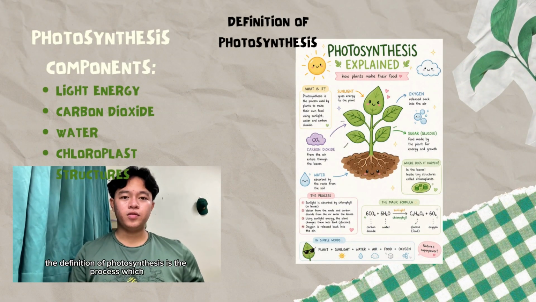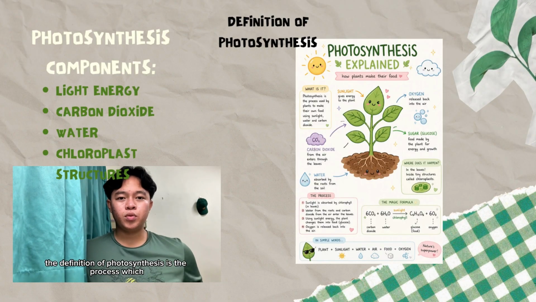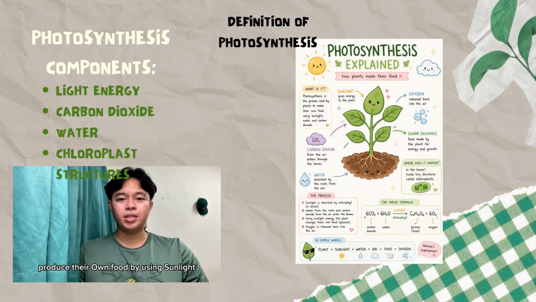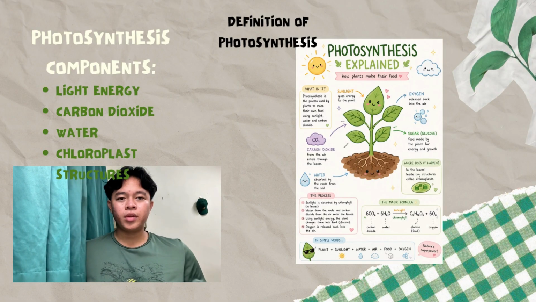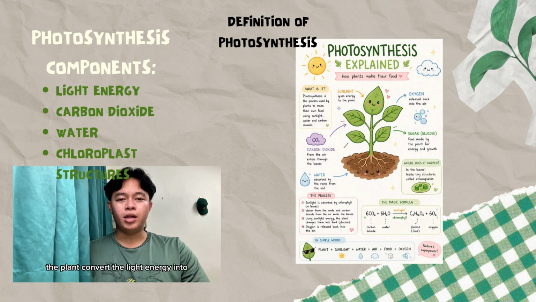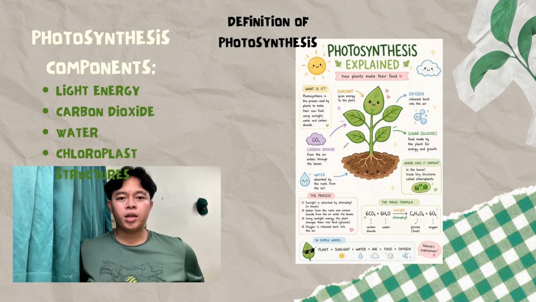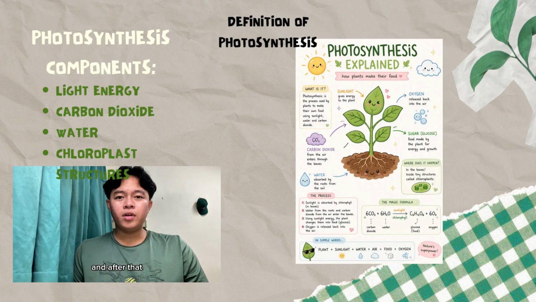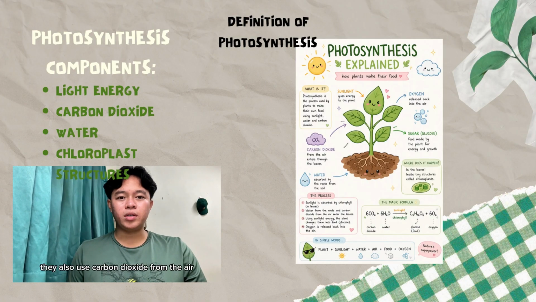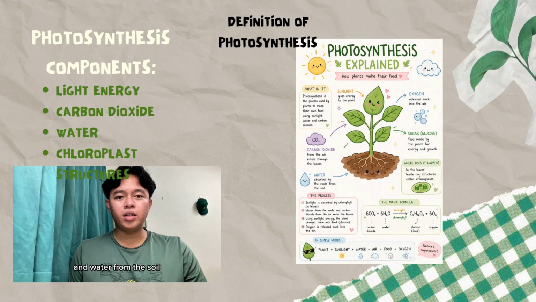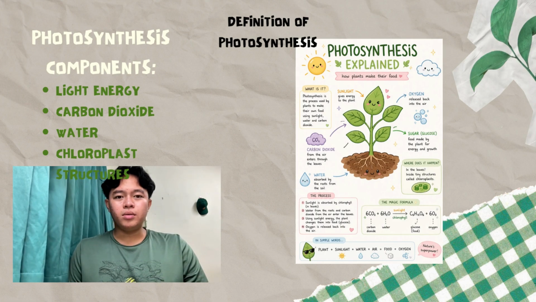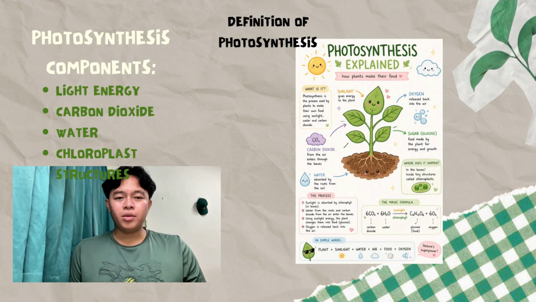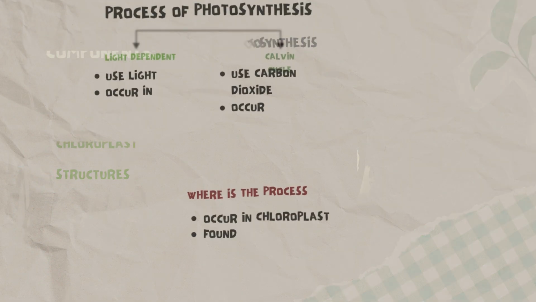The definition of photosynthesis is the process by which green plants produce their own food by using sunlight. During this process, the plant converts light energy into chemical energy, which is glucose or sugar. After that, they also use carbon dioxide from the air and water from the soil, and then it also releases oxygen as the product.